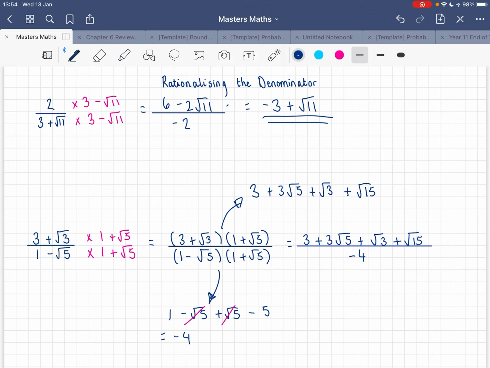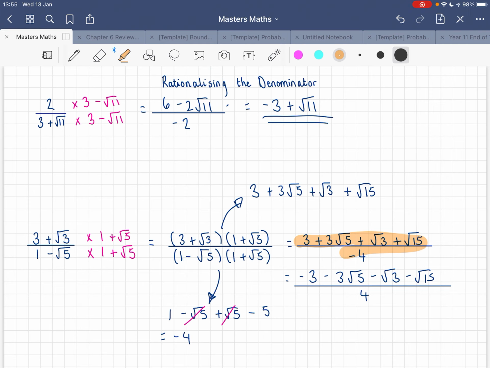If you wanted to get rid of the negative on the denominator, you could multiply through by negative 1 to get rid of the negative 4. It would mean switching all of the signs on the top to negative. So you could write it as negative 3 minus 3 root 5 minus root 3 minus root 15 over 4 if you really didn't want to have a negative on the bottom of the fraction. But if you wrote your answer like this, that is completely fine. It's correct, and you've done it.